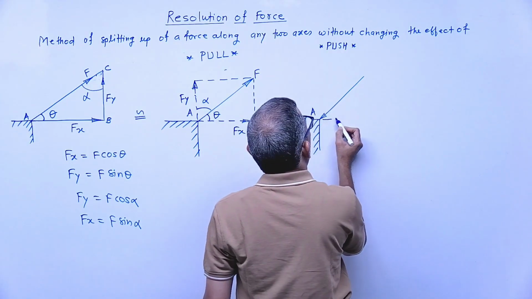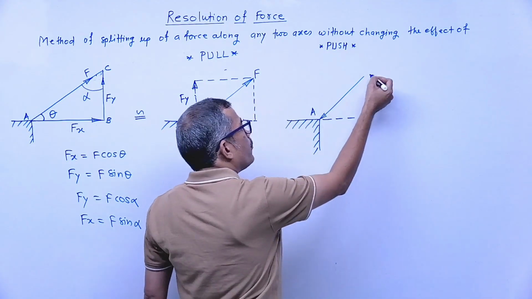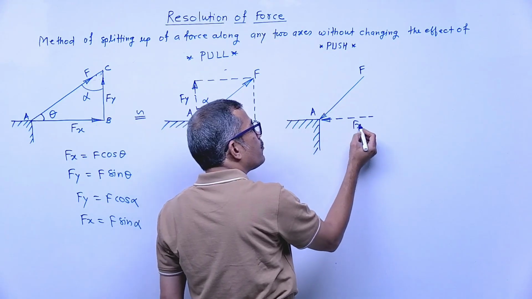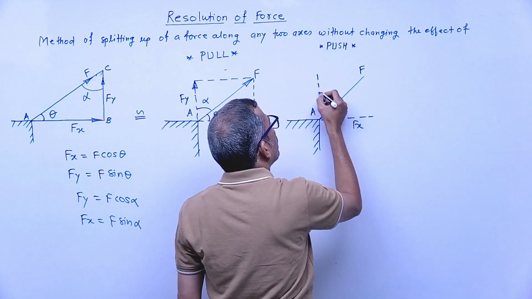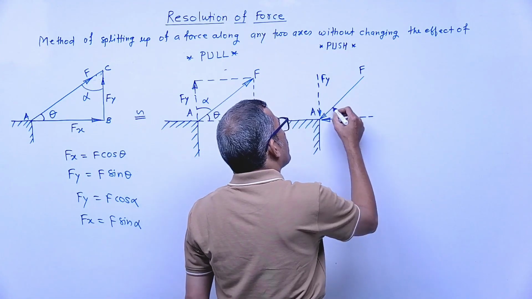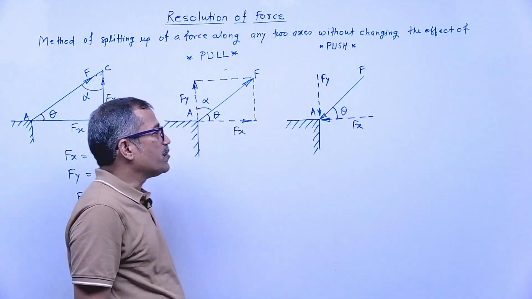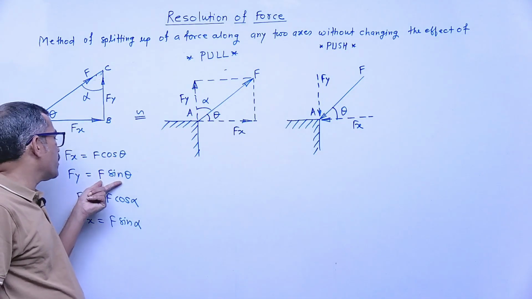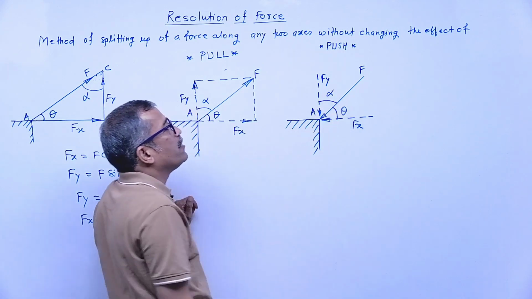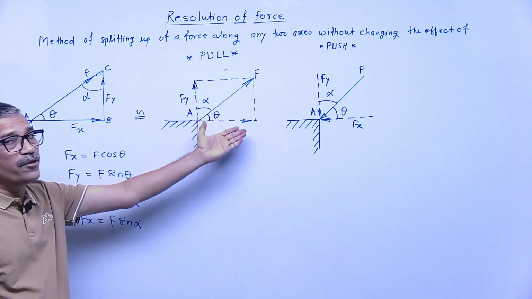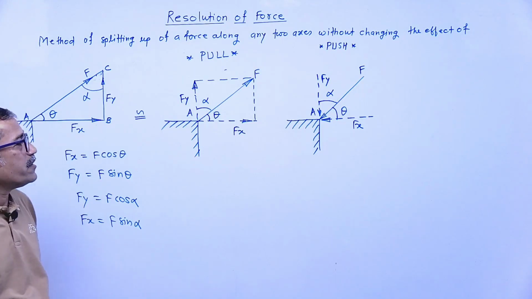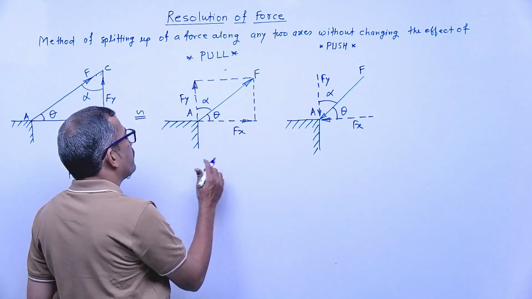The horizontal component: force F is towards A, so the component is also towards A. The vertical component is also towards A, Fy. If this angle is theta, same thing, Fx is F cos theta and Fy is F sin theta. If the angle is given with the vertical, then Fy is the adjacent, the vertical. Fy is F cos alpha and Fx is F sin alpha.